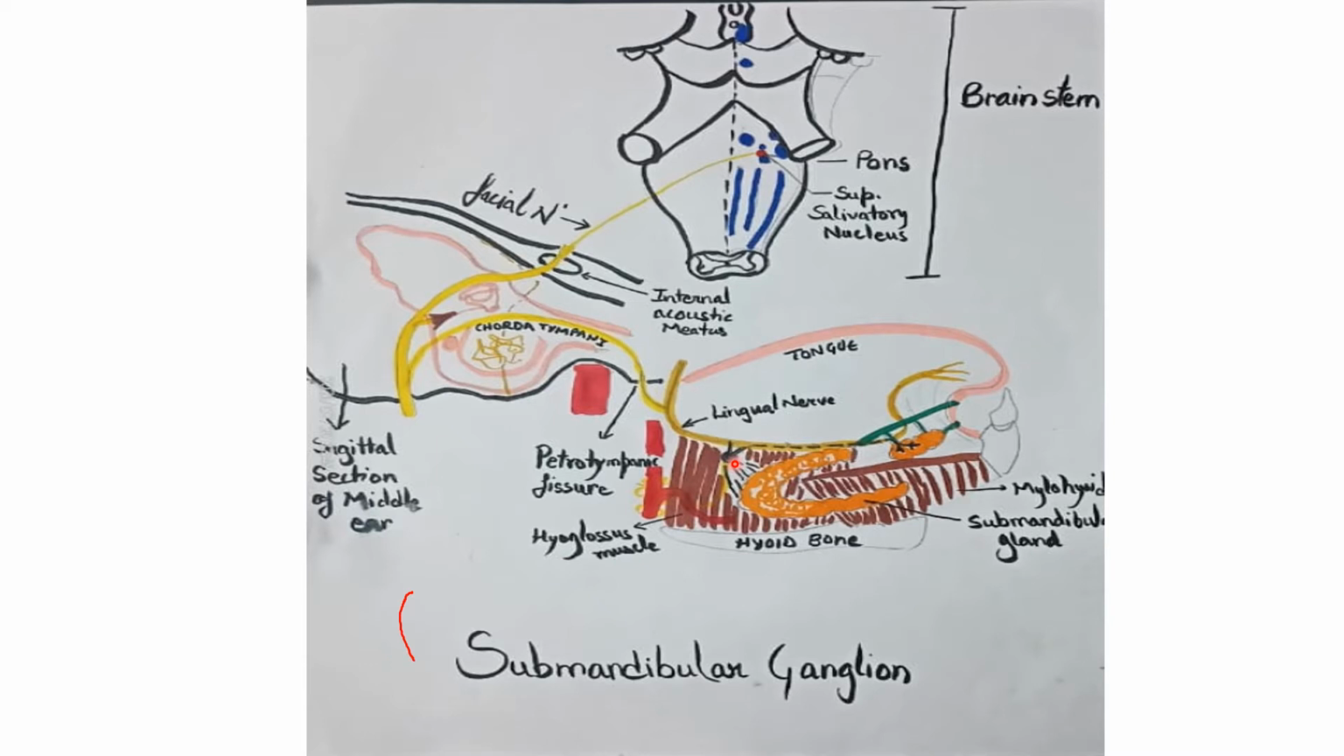The ganglion is structurally related with the lingual nerve and functionally it is related with the facial nerve. The ganglion involves two types of fibers, preganglionic and postganglionic fibers. Let's trace the preganglionic fibers first, right? The fibers begin from one of the facial nuclei, which is called the superior salivatory nucleus. This red dot is the superior salivatory nucleus.